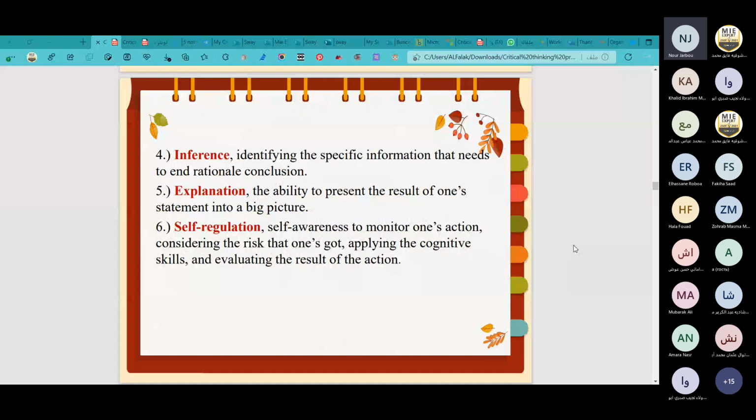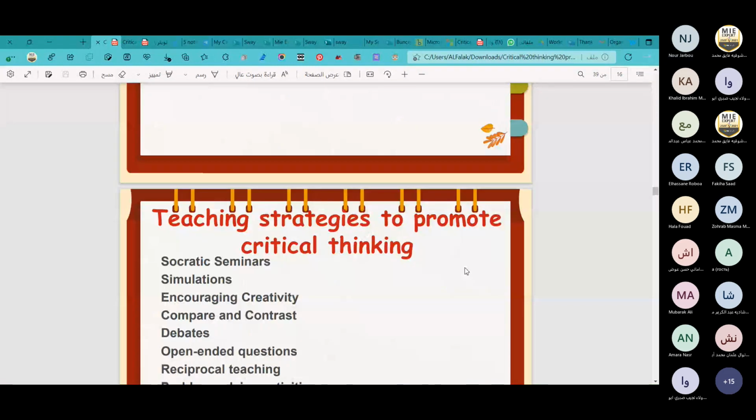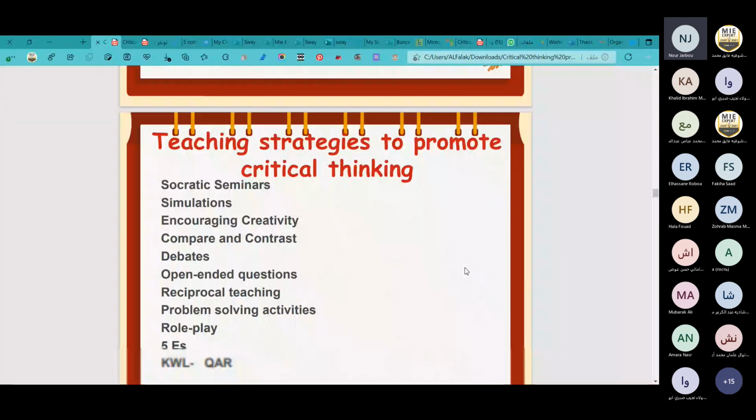Then what they want to know. They ask questions about the city, and they write information they wish to know about this city. At the end of the lesson, we ask students to write about things they have learned about this city. I have used this strategy many times, and it is great. It is self-regulation, self-awareness. Students can monitor their cognitive thinking and activities. This is the last sub-skill of thinking skills.